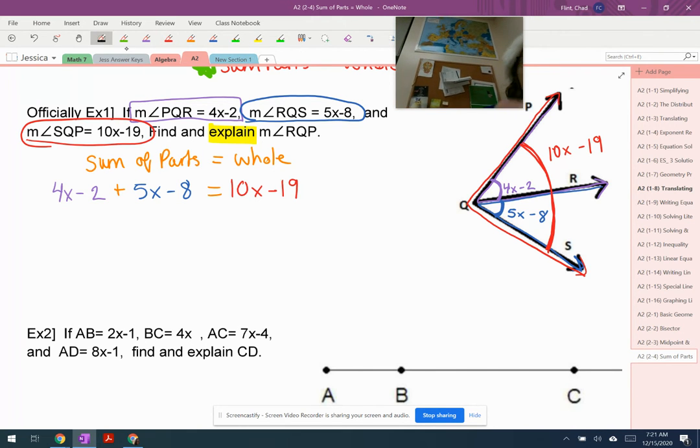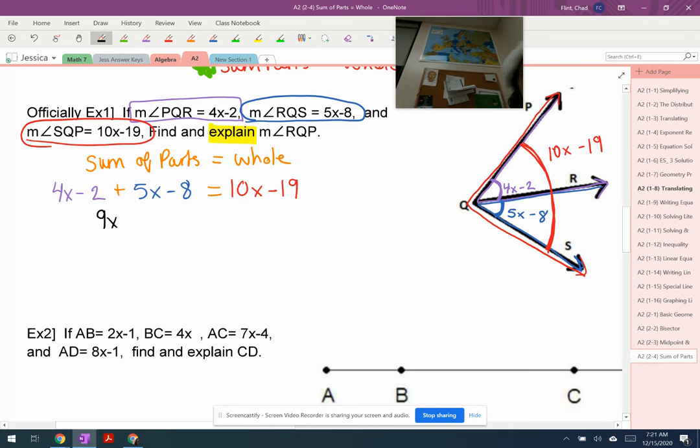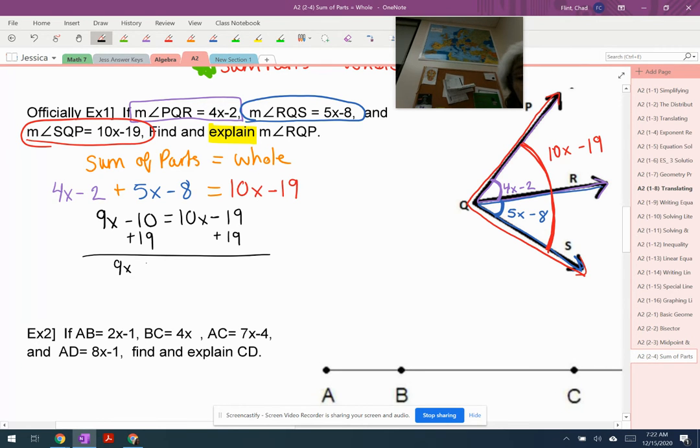So now we're just solving here. 4x plus 5x is 9x, negative 10, equals 10x minus 19. So let's add 19 to both sides. 19 minus 10 is just 9, so 9x plus 9 equals 10x. Subtract 9x from both sides. 9 is equal to x. So x is equal to 9.